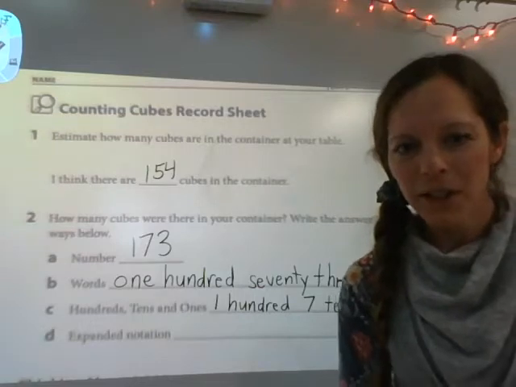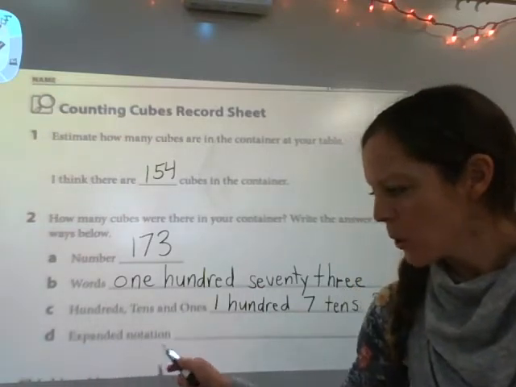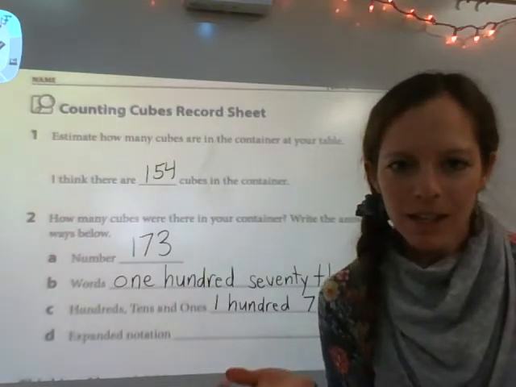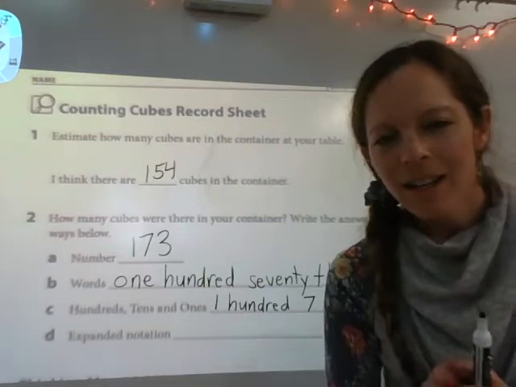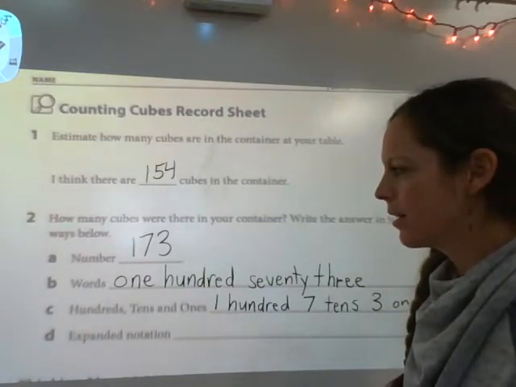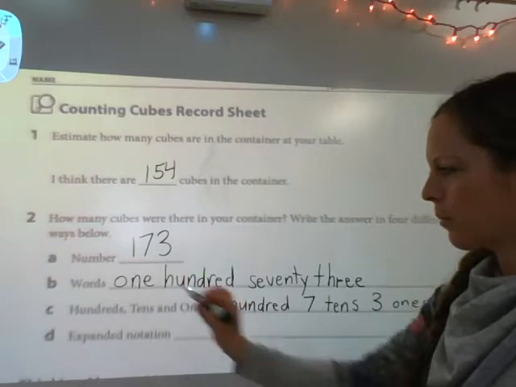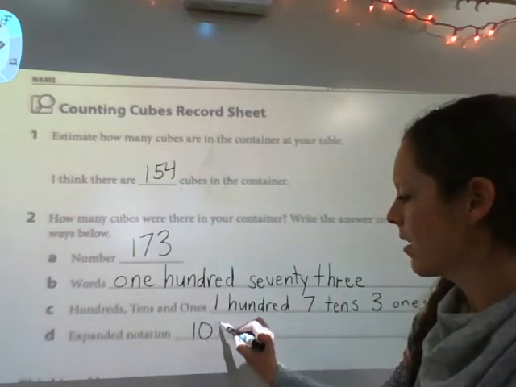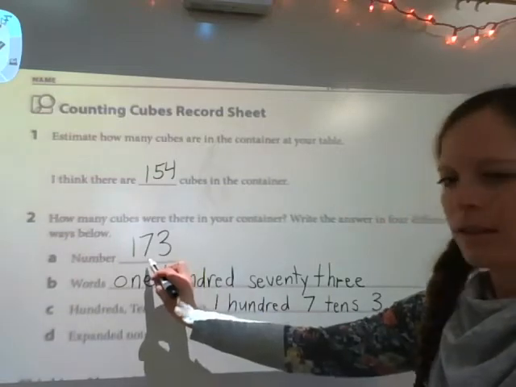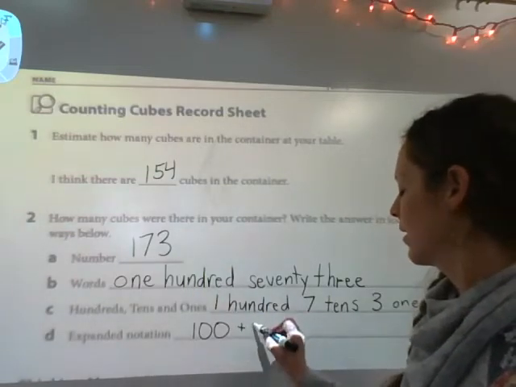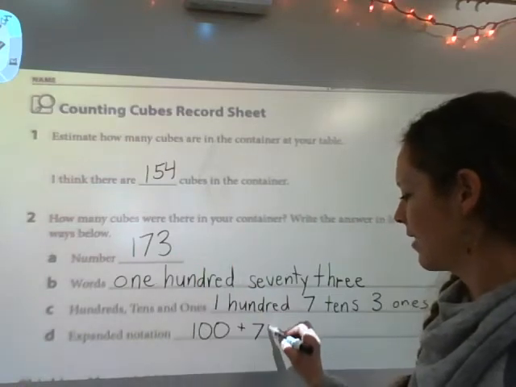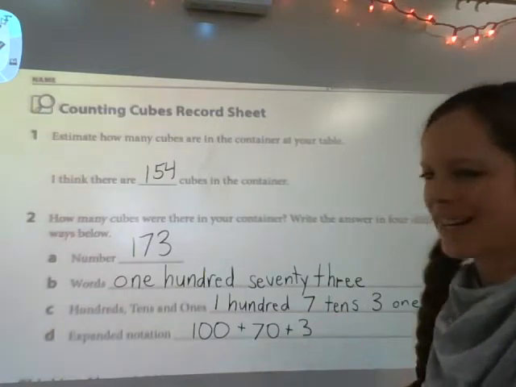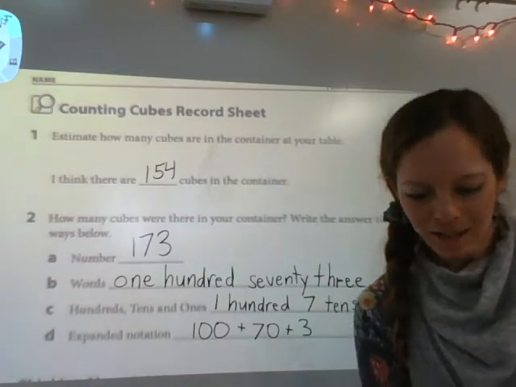Okay, here's a big word for you, or big phrase. Expanded notation. Say that. Expanded notation is basically what the equation is, like we practiced in Number Corner. We're going to add those numbers together. We're going to add this, this, and this. So 100 plus, what's the 10? 7 tens is 70. 100 plus 70 plus 3. That's what expanded notation means.